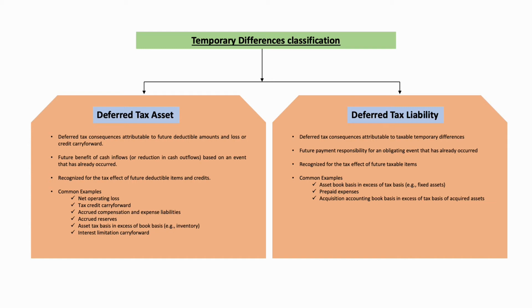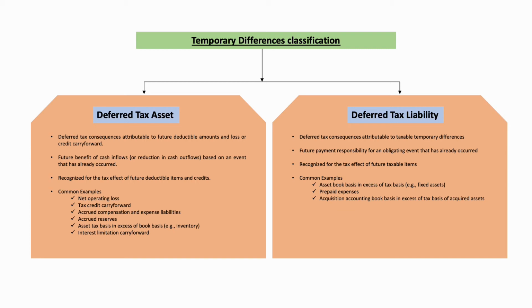So on the flip side, deferred tax liability will result in a future outflow or a future payment of taxes, and these are recognized for the effect of future taxable items. The common example is the difference in the basis of your assets as per book and as per tax return. So you may value an asset at a higher amount for the purposes of books, whereas the calculation of basis in an asset on the tax return is governed by tax law.